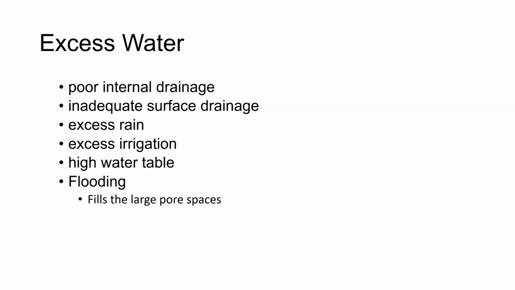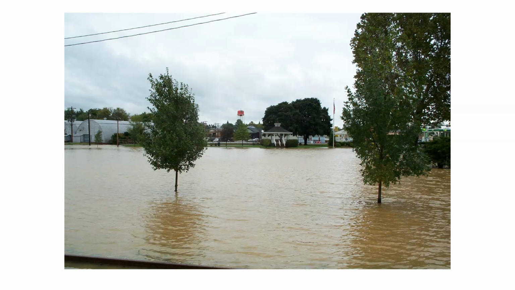What all of this does is it fills the large pore spaces in the soil. When it does that, you lose aeration to the plant roots. That's going to cause damage to the plant roots because the plant roots can't do their respiration because they don't have enough oxygen. This is a picture of flooding. You've all seen flooding before. All of these plants, these are not plants that are developed for this particular type of flooding. You've got this really nasty flooding in there.